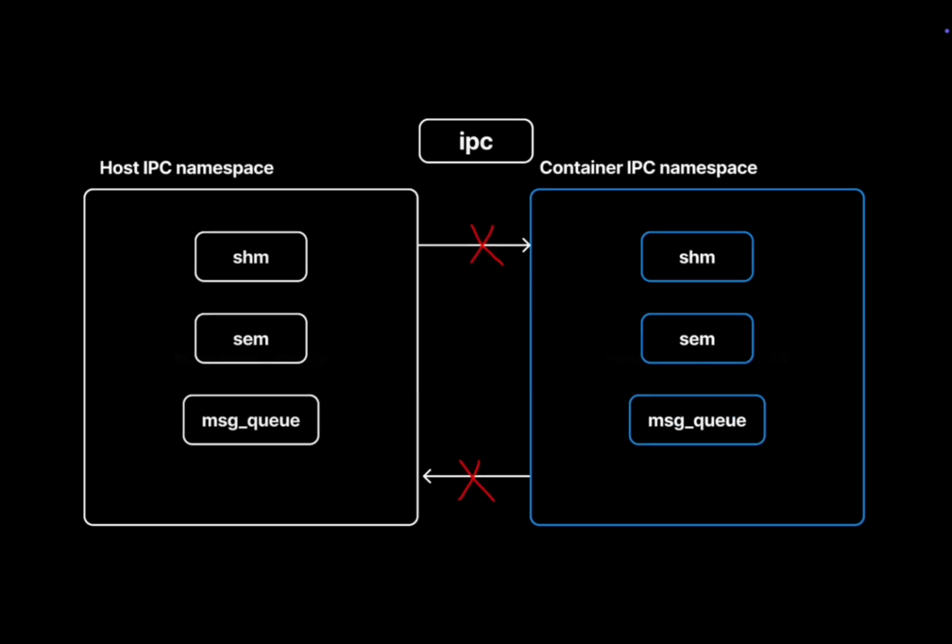Next, IPC namespace. Inter-process communication. It isolates System V IPC objects like shared memory segments, semaphores, and message queues, and POSIX message queues. Without IPC isolation, processes in different containers could communicate via shared memory, and that would break isolation.